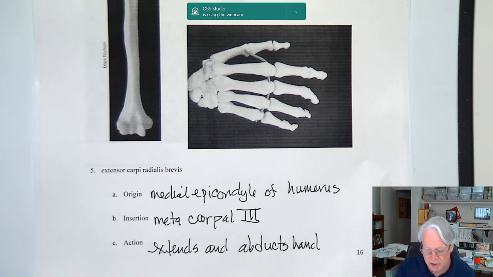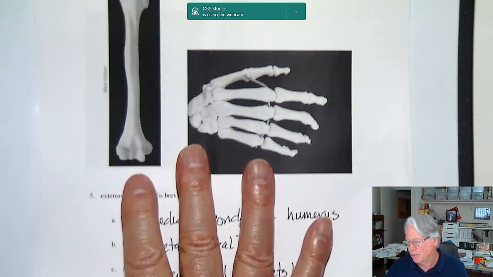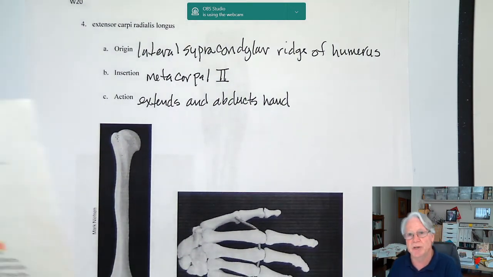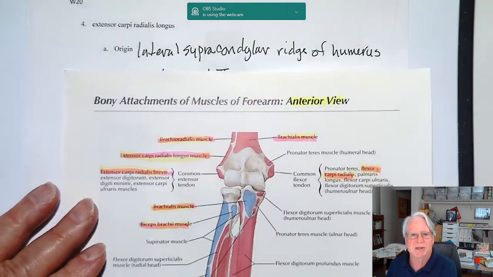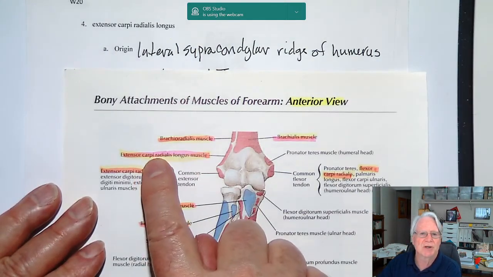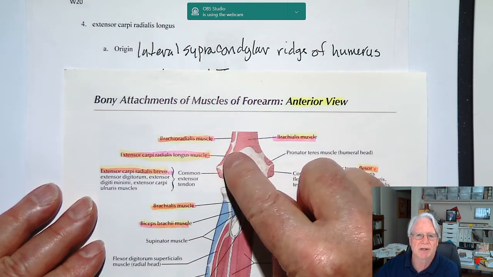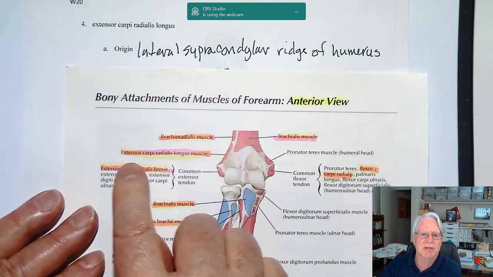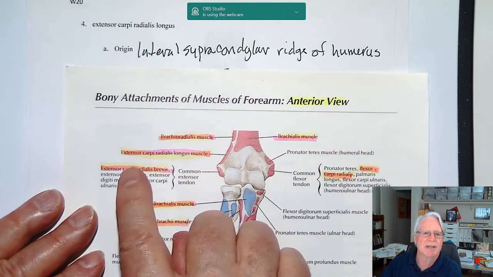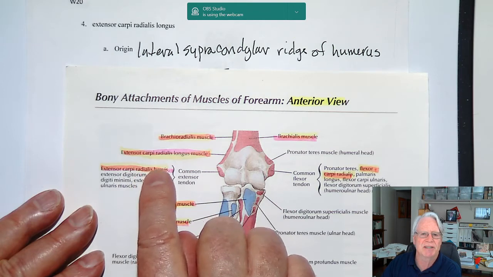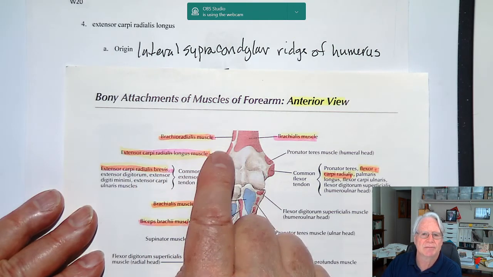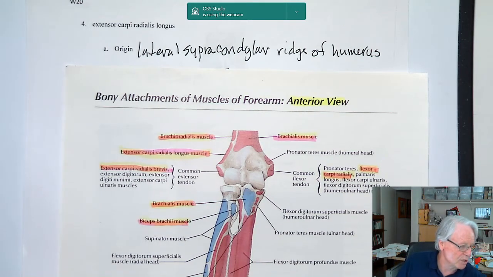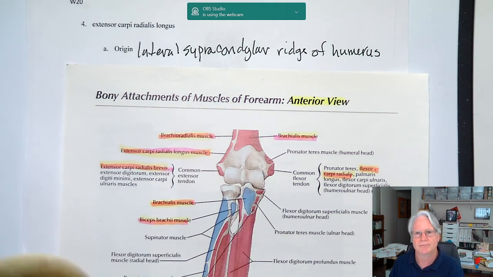Let's talk origin. The origin for this one is the lateral supracondylar ridge. If we look at this, extensor carpi radialis longus is right up there. And then just below it is the epicondyle, and that's for extensor carpi radialis brevis. So right there, two of them, on the actual bone itself.